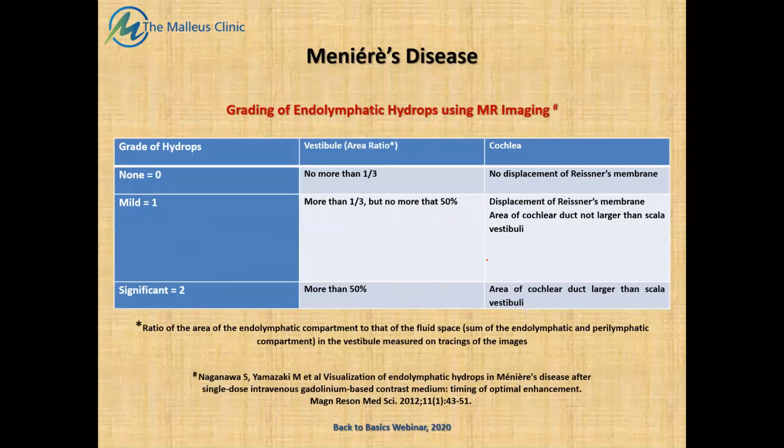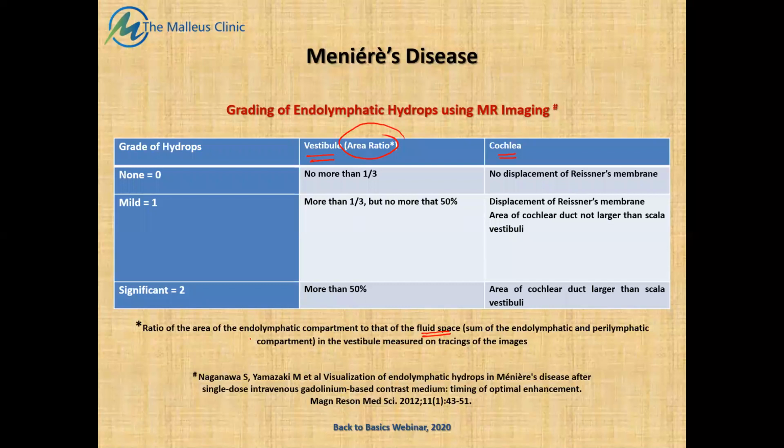Okay, now Nakashima and the entire series of publications, they have given us a gradation of endolymphatic hydrops, which has been modified by Baráth and Bernard later on. But the endolymphatic hydrops, as seen according to their protocol, let's look at what they are saying. You actually study the vestibular area separately and the cochlear area separately. And in the vestibular area, you look at the ratio. What is the ratio? You measure the entire endolymphatic compartment. You measure the entire fluid compartment of the vestibule, that is perilymph plus endolymph.